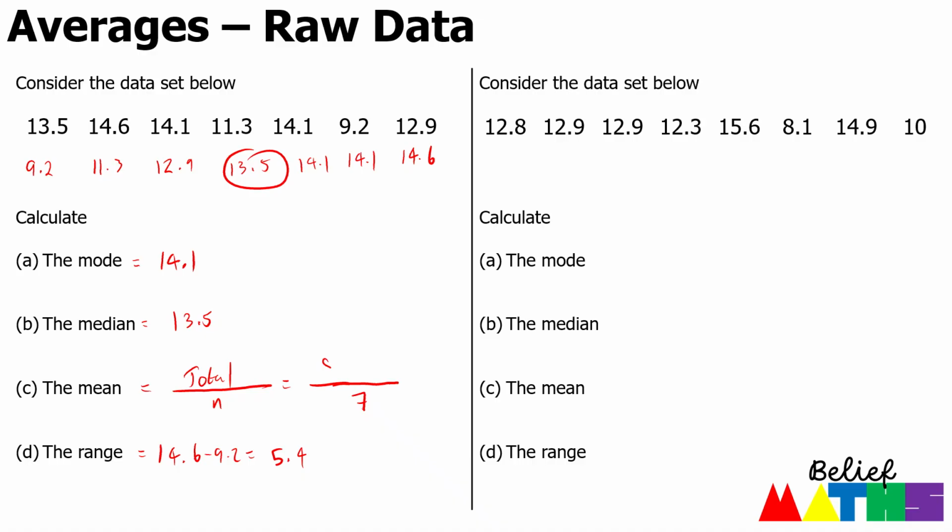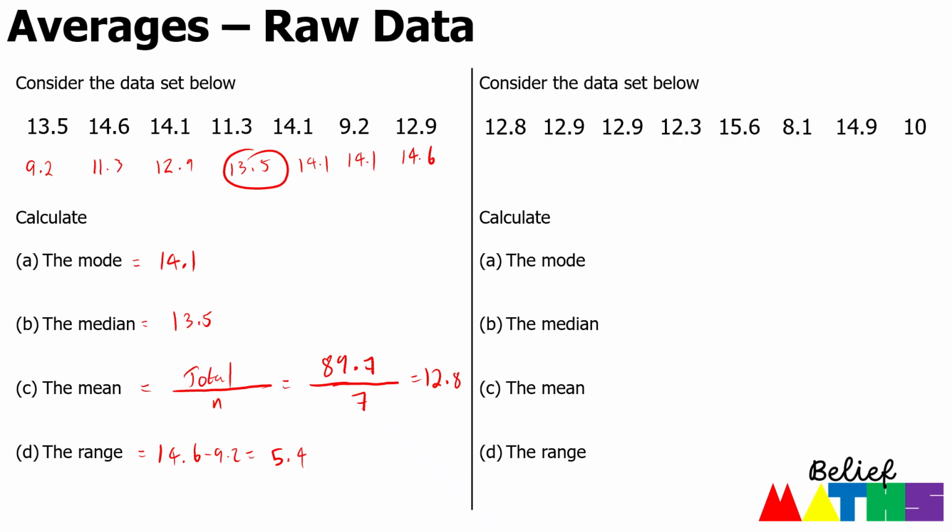89.7. Now we know that when we divide this by 7, our answer should be somewhere within our range of 9.2 to 14.6. And that's a way that we can check our answer. Now that gives us an answer to one decimal place of 12.8, which is within our range. It's between 9.2 and 14.6, so we can be fairly confident that that's correct.